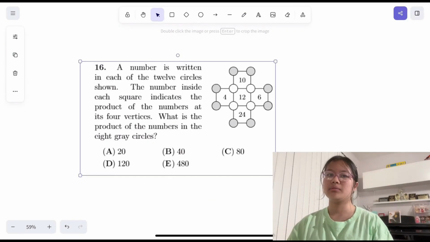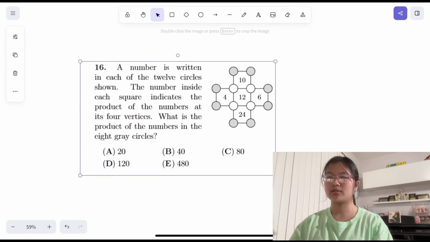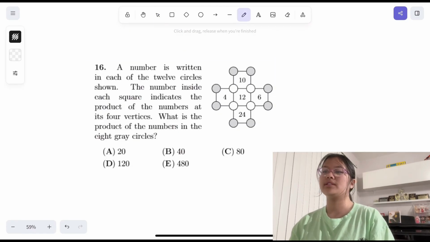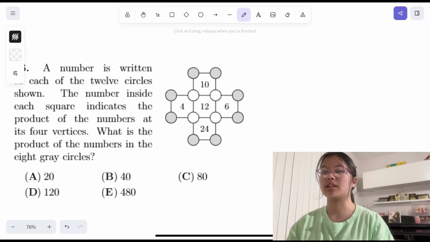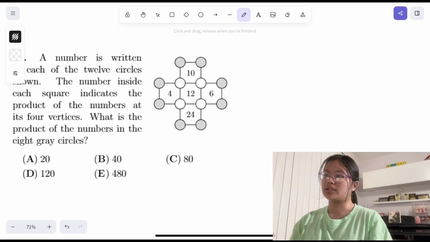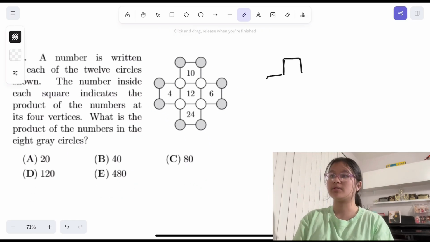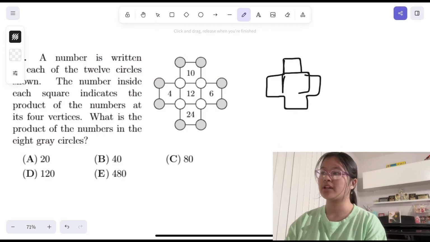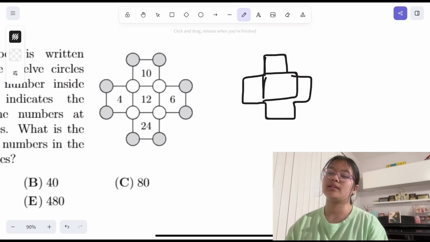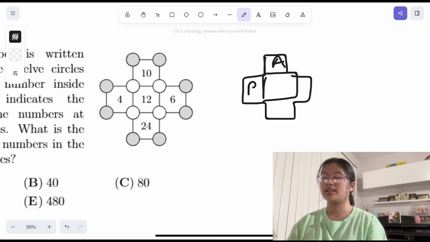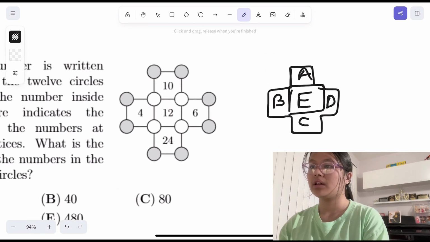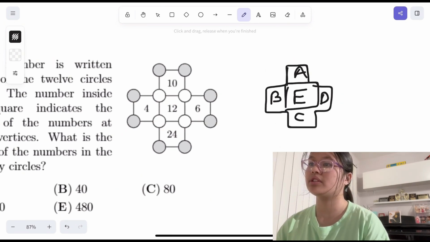16. A number is written in each of the 12 circles shown. The number inside each square indicates the product of the numbers at its 4 vertices. What is the product of the numbers in the 8 gray circles? Alright, so to make it easier, I'll draw a separate box on the side so it doesn't have to overlap the other ones, because we're going to put variables in it. So A, B, C, D, and then E's on the inside. That will work. Okay. And now we can put factors into each of these.